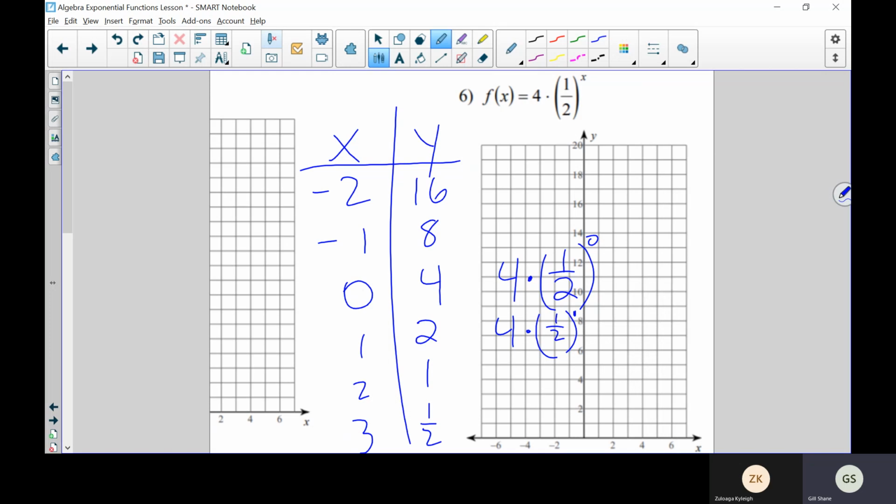All right, that one looks like. You need to know how to graph. We've done that before. I'm more concerned about you being able to do the graphs than I am about that table. We did tables last time. So do the graphs.